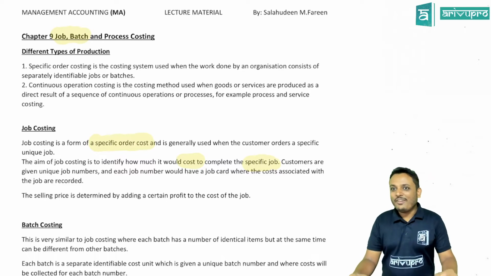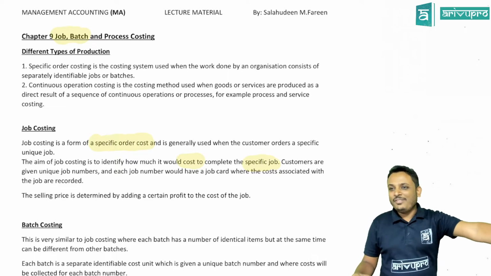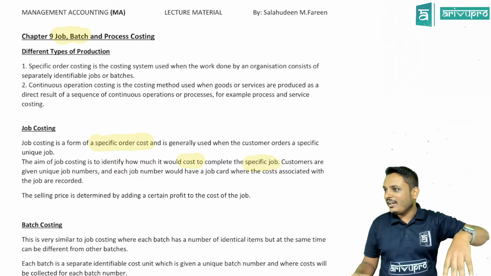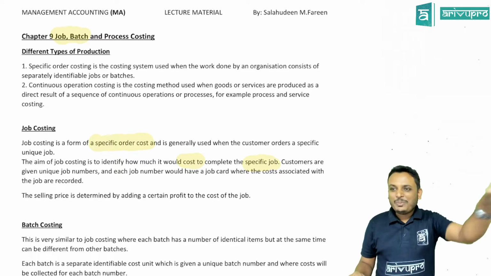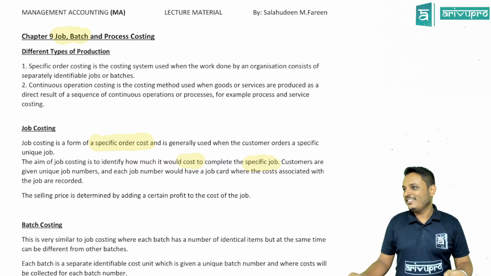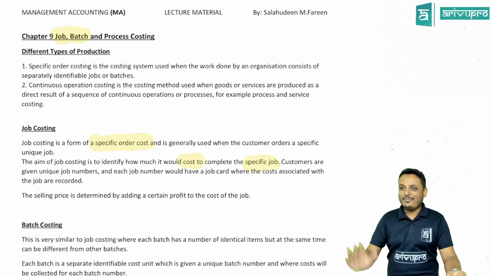You got my point? After seeing that helmet, he wants to remodify the bike. Now he is going to give that bike to a modification center. He will give the requirements again. Who gave the requirement? Customer. It's a specific order costing. That is job costing. So each and every job is unique, not the same.